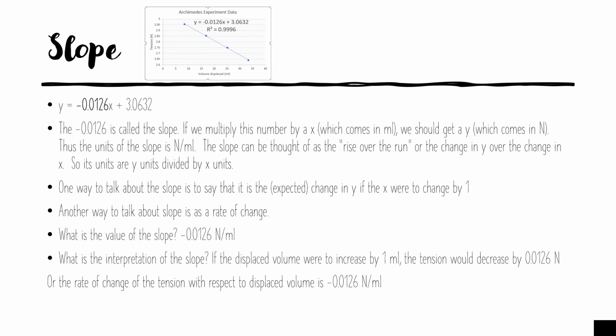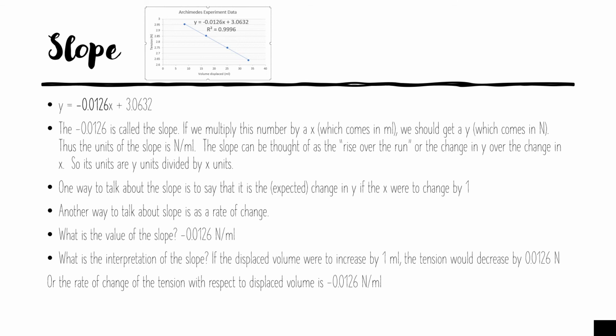The other parameter in a straight line is the slope, the number that multiplies x. So if you're going to multiply a number by x, and x in our case comes in milliliters, and we are going to get a y, which in our case comes in newtons, then the units of the slope should be newtons per milliliter. The slope can be thought of as the rise over the run, or the change in y over the change in x. So again, its units are the y units divided by the x units, giving again newtons per milliliter.